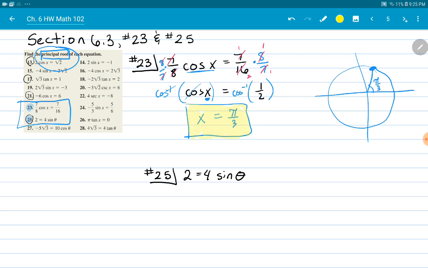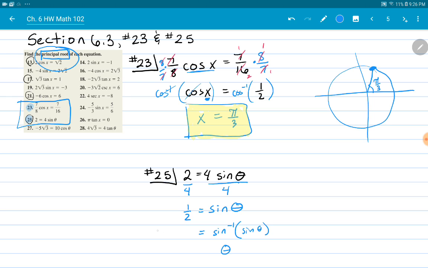And number 25. So this time I want to get the sine theta by itself. So I'm going to divide both sides by 4. And on the left, I have 1/2. And on the right, I have sine theta. So that means, if I want to get theta by itself, I want to take the sine inverse of both sides.